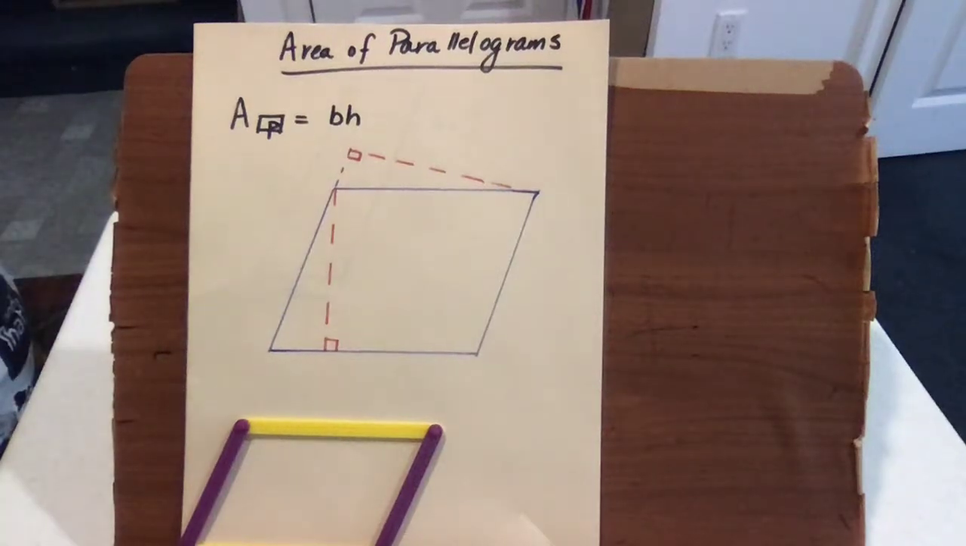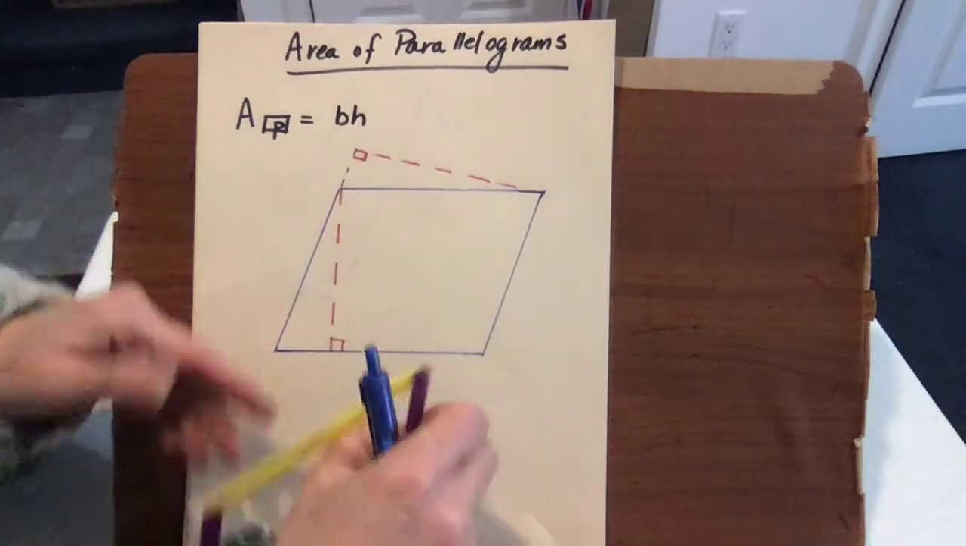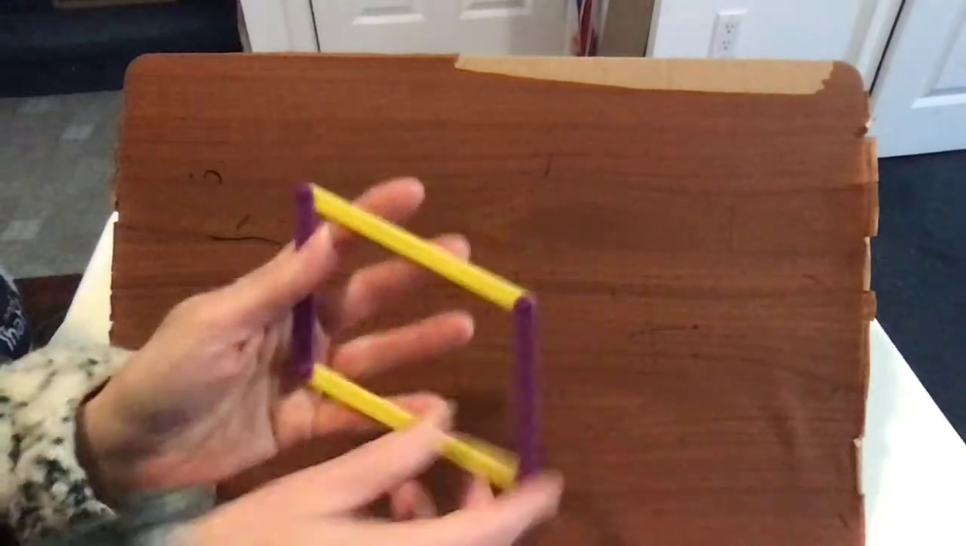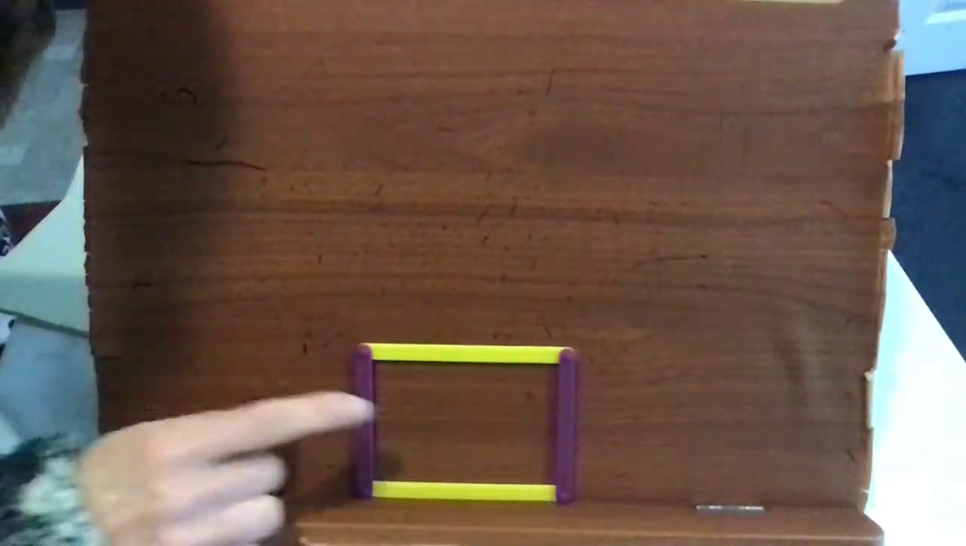All right, today we're going to look at the area of parallelograms. It's not a difficult concept. This is a parallelogram, okay? Simple parallelogram. And a parallelogram is just a rectangle that is slanted.